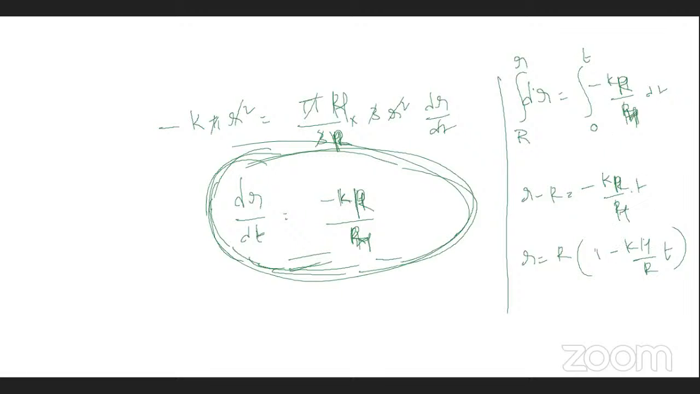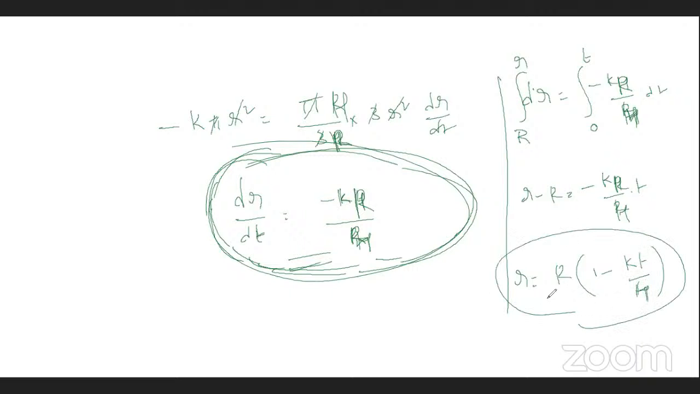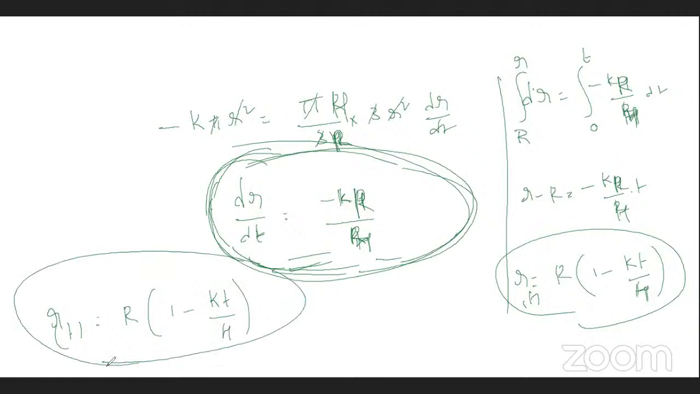Now what happens here? What is my radius function? Capital R of 1 minus kt by h. So now see, radius as a function of t is like this: capital R of 1 minus kt by h. Did that make sense?